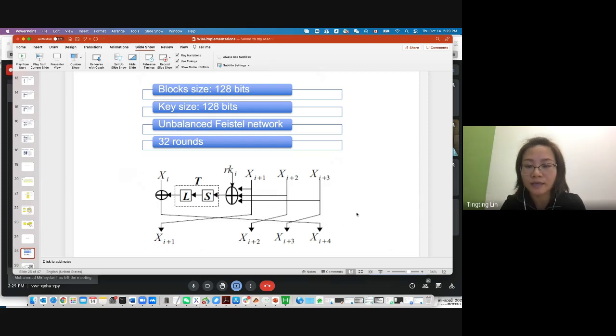SM4 is a little bit similar to AES, but there are still some differences. First of all, the 128-bit input will be divided into 4 words, X0, X1, X2, X3. The 3 rightmost words will be XORed with the round key. After the XOR with the round key, we get 32 bits. And the 32 bits will be input into the S-box and a linear transformation. And then the word will be XORed with the leftmost word, and we get the 32-bit word X4. This is the only output for one round.